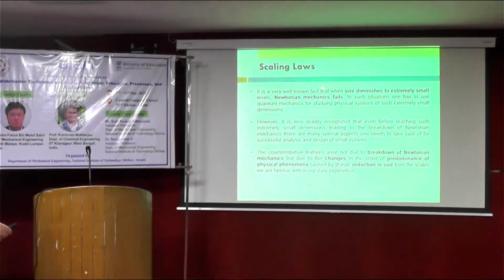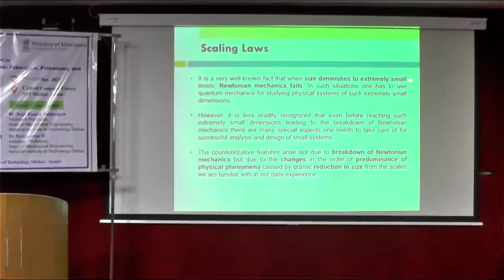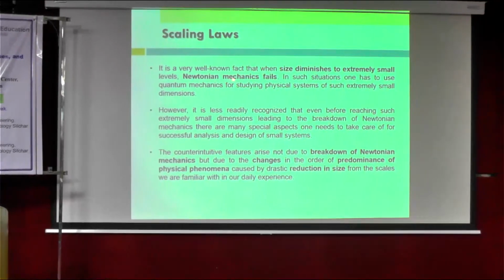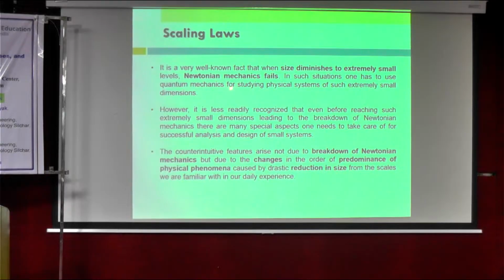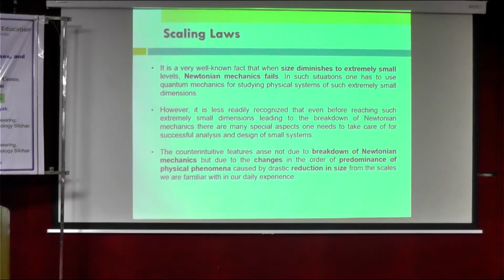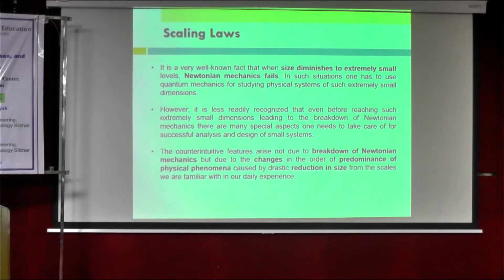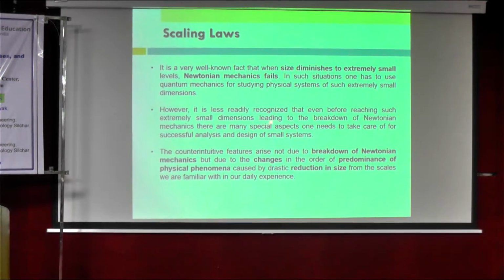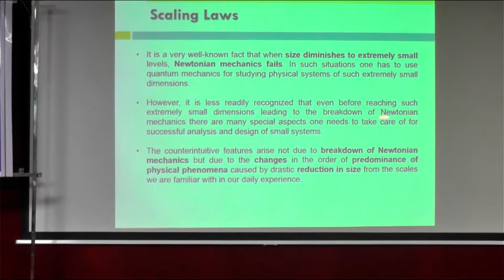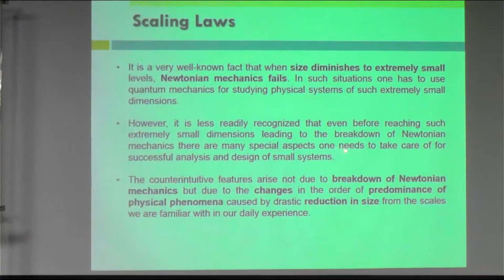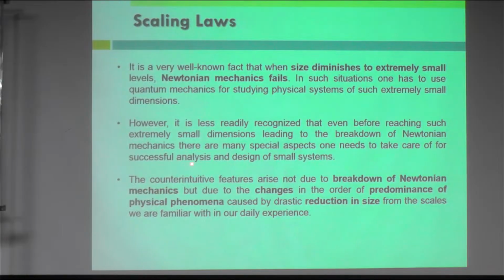So it's a very well-known fact that when size diminishes to extremely small levels, Newtonian mechanics fails. In such a situation, one has to use quantum mechanics for studying physical systems of such extremely small dimension. This is what I've mentioned before. However, it is less readily recognized that even before reaching such extremely small dimensions, leading to the breakdown of Newtonian mechanics, there are many special aspects one needs to take care of for successful analysis and design of small systems.